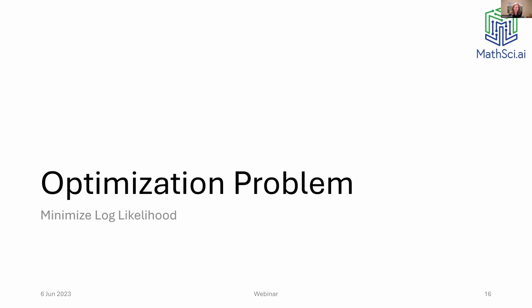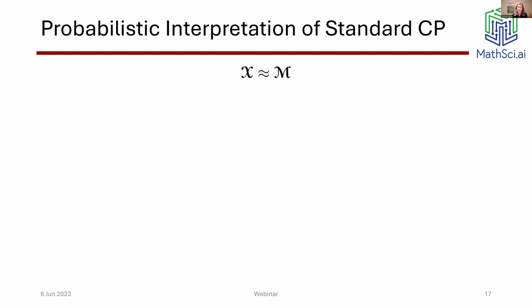All right, so now let's talk about this optimization problem. We're going to talk about minimizing the log likelihood. We can think of a probabilistic interpretation of what we normally do with fitting PARAFAC. We have our data tensor X, and we're trying to find a model M that's approximately equal to that. What we can think of is that our model plus some noise is equal to our data tensor. And this is often what people say.